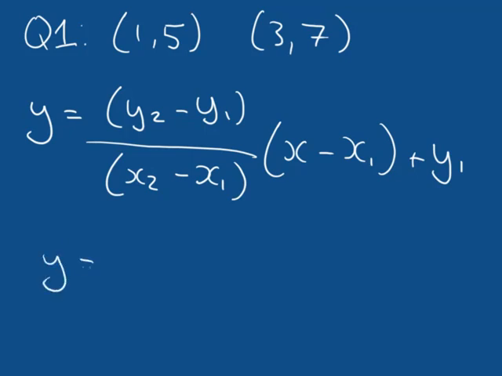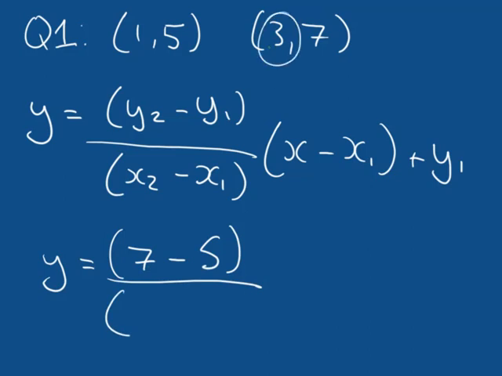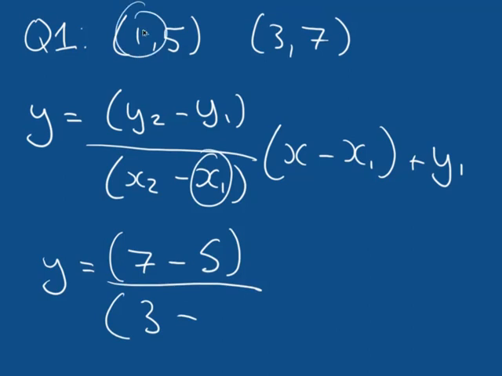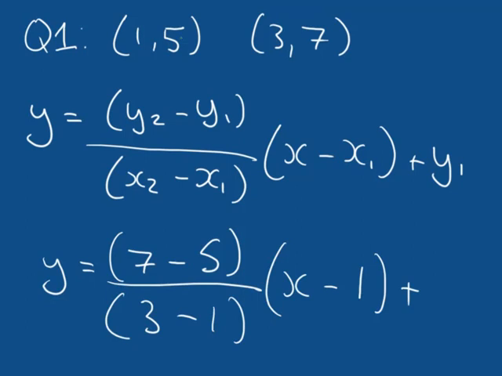So y is equal to y2, 7, minus y1, which is 5, divided by x2, 3, minus x1, which is 1, times x minus x1, which is 1, plus y1. y1 is 5.